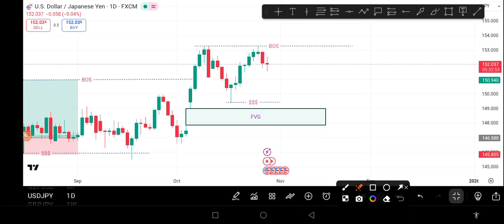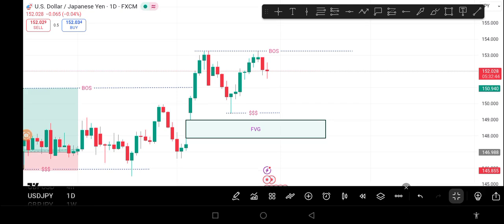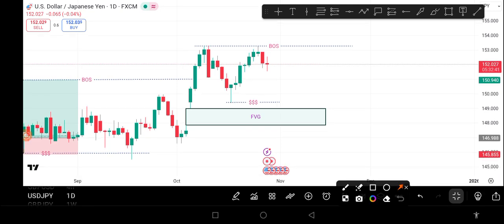I'm waiting for the price to come back into this, take this liquidity, that inducement, and then come back into this fair value gap, even into that fair value gap, and then go up to break structures, just like that. That is what I'm expecting.